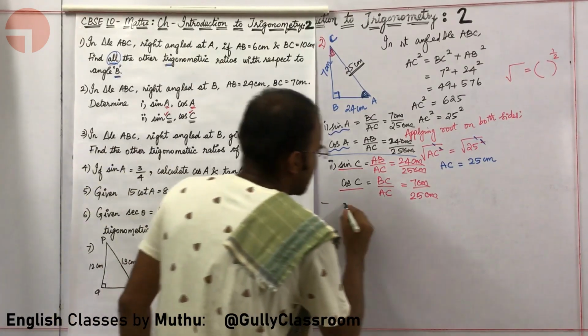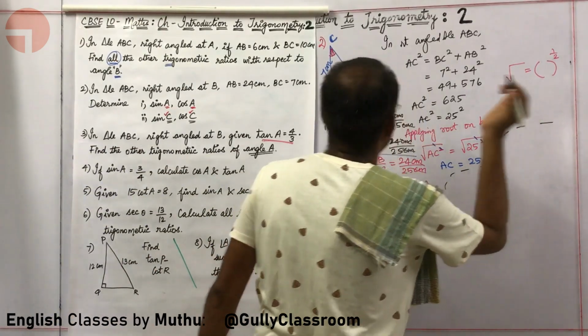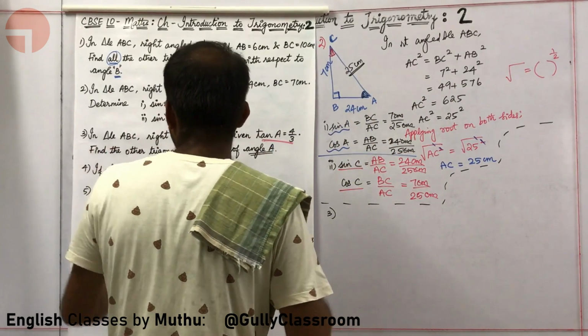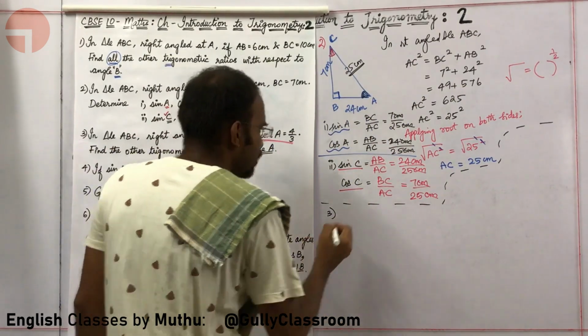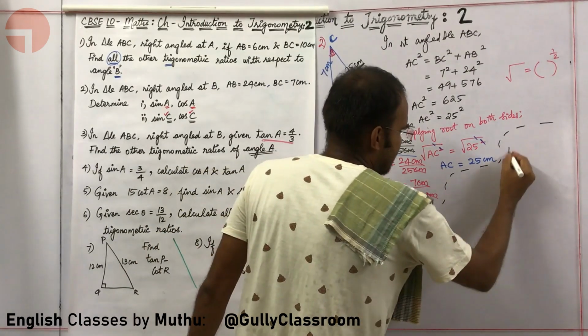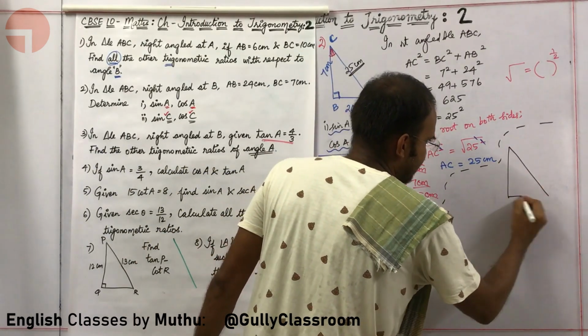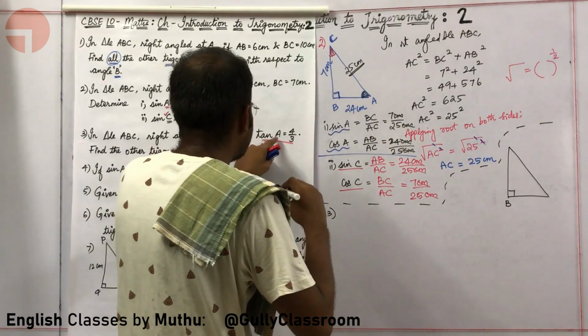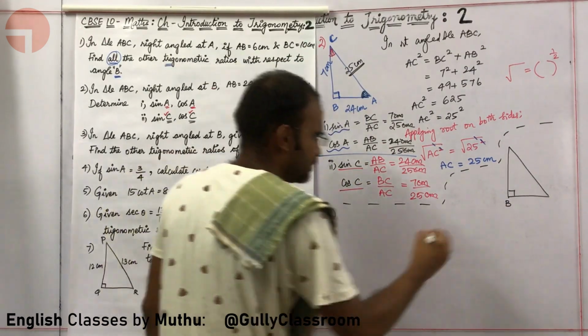Okay, sir. I am comfortable with this particular problem. Let us go for the third problem. In the third problem, in triangle ABC, right angled at B. Okay, they are giving us a triangle. Let us draw the triangle over here. This particular triangle is right angled at B. Given tan A is equal to 4 by 3.